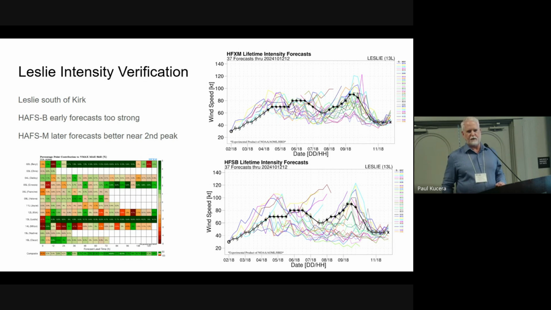You can see HAFS-B had some that got very weak, closer to 20 to 30 knots, whereas the HAFS-M kept them at 40 knots or higher. So this is one of the major contributors to the intensity performance that we saw this year.